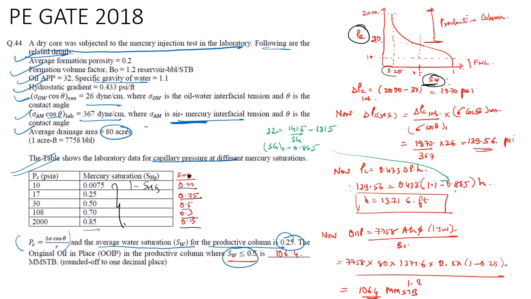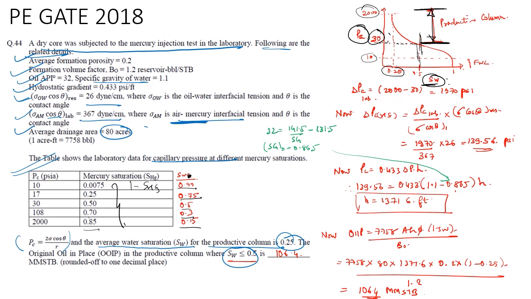Now at 0.15 water saturation, I know 2000 psi is my recorded capillary pressure, and at 0.99 water saturation, my capillary pressure is 10. Now we need to find out the productive column when it is less than 0.5. So my height of the productive column will be this. That means I will take the corresponding capillary pressure at 0.5 water saturation, that is 30.